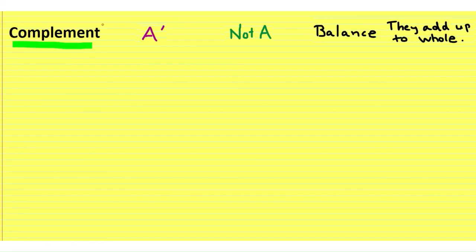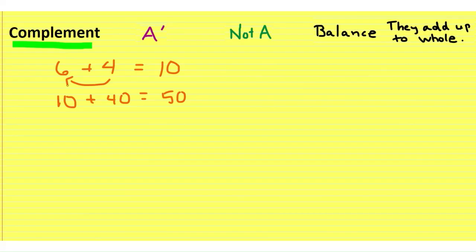But let's think of it in terms of numbers. If I have 6 and 4 and 10, well, 6 plus 4 is equal to the whole number of 10. If I have 10 plus 40, those numbers are complements to each other because they add up to 50. Okay, we would say that the 4 is the complement of the 6 because it adds up to the 10, or the 6 is a complement of the 4 because it adds up to the 10.